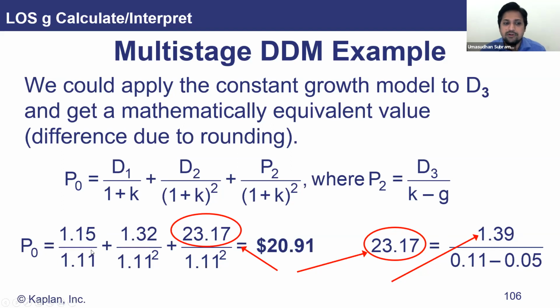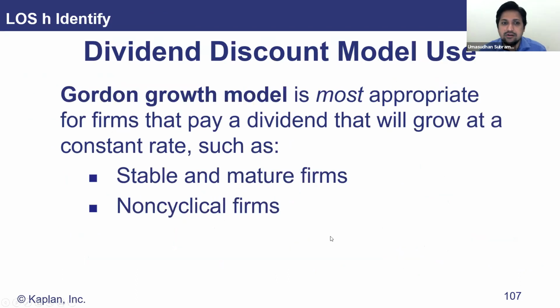So 1.15 discounted for 1 year, 1.32 discounted for 2 years, then 23 is your terminal value at the end of year 2. Discount them all the way back to year 0, you get 20.91. So that's the multi-stage dividend discount model.